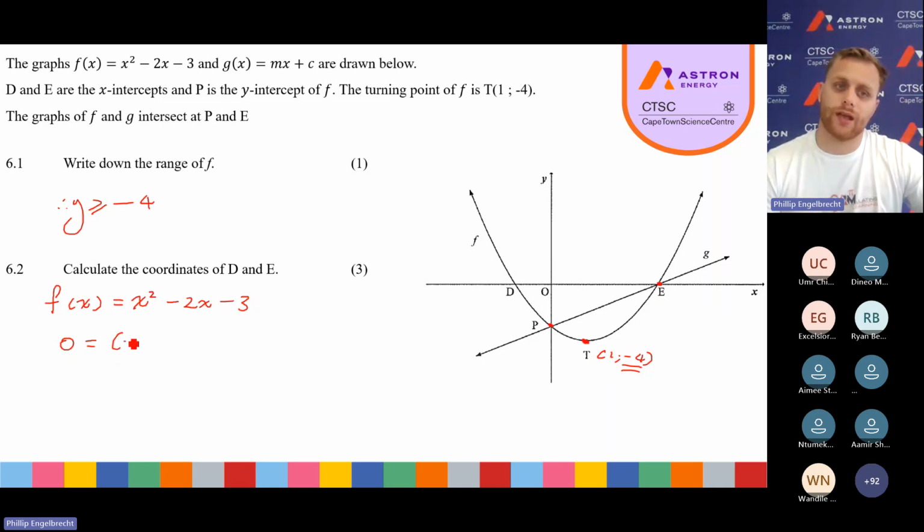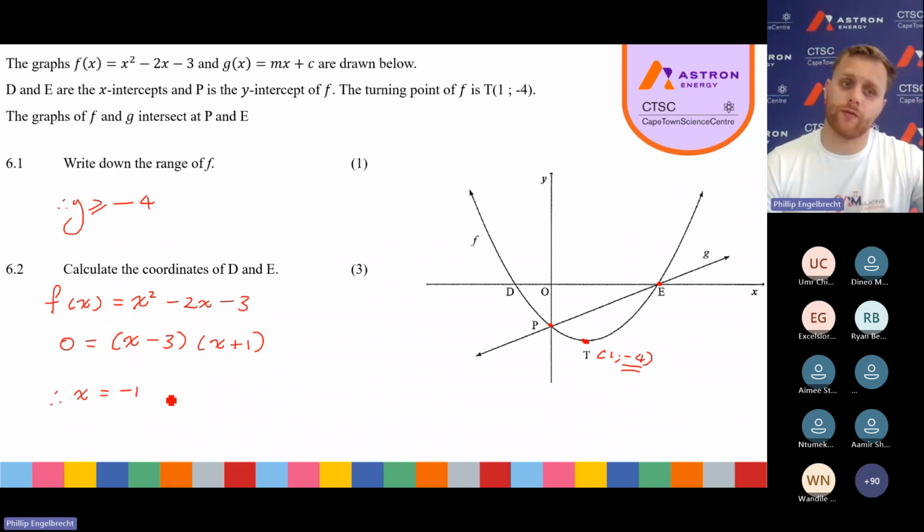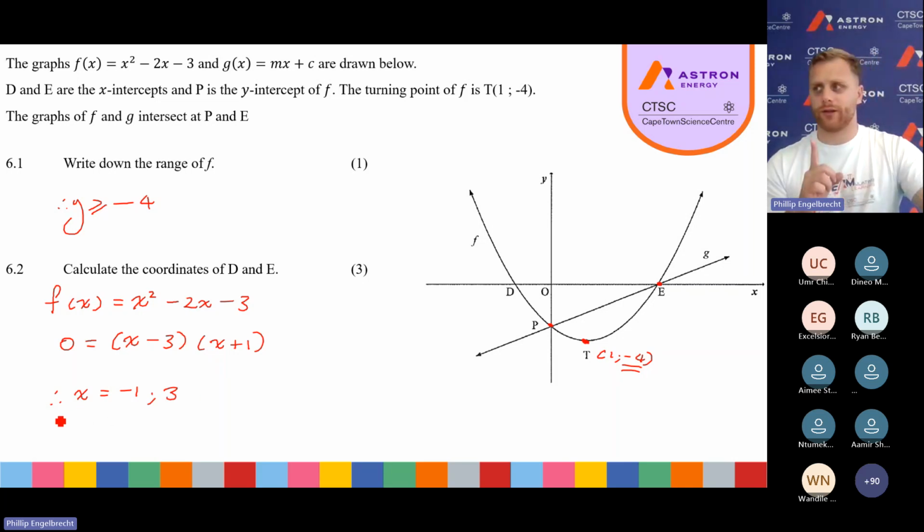The only solution is x minus 3, x plus 1. Now let's test this. Negative 3 times positive 1 gives me negative 3. And negative 3 plus 1 is negative 2. So that's correct. So therefore, x is equal to negative 1 or positive 3. Now, here's the thing. Guys, what are they asking? They're asking you for the coordinates. So if you just said that, you will not get the full marks. You might get some of the marks. You have to follow the instruction and give the coordinates of D and E.